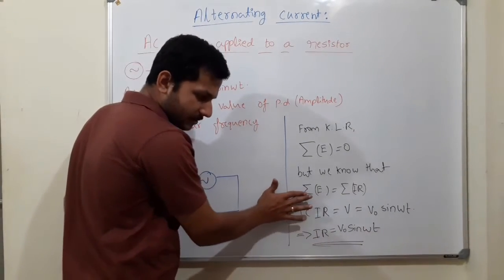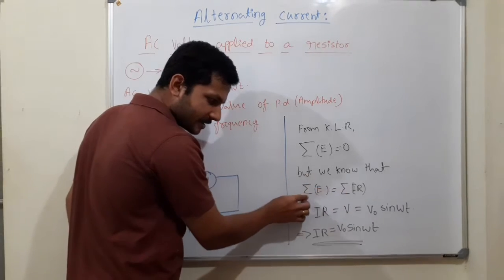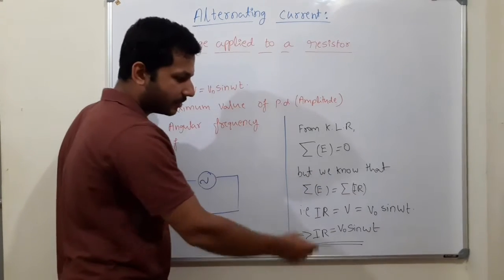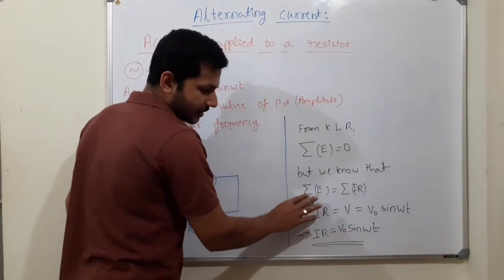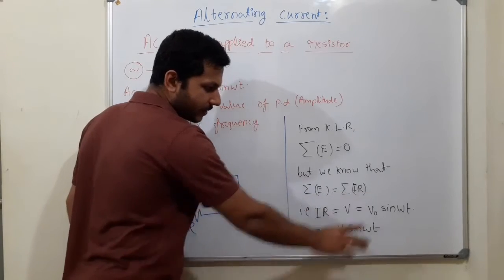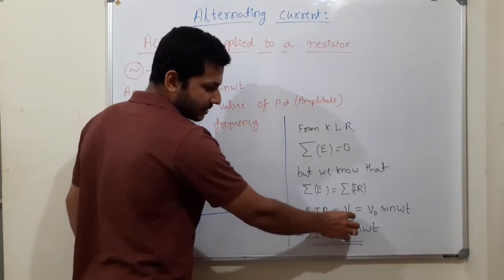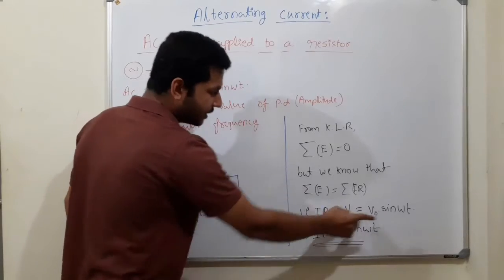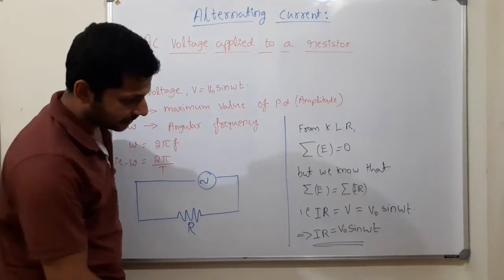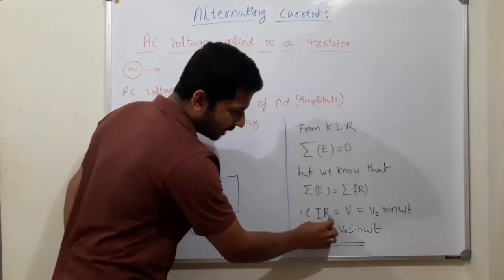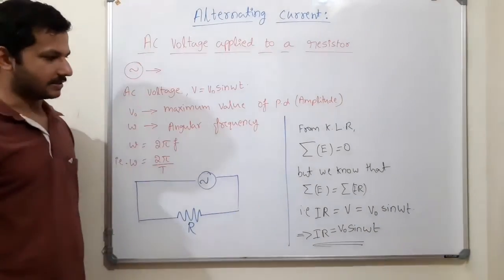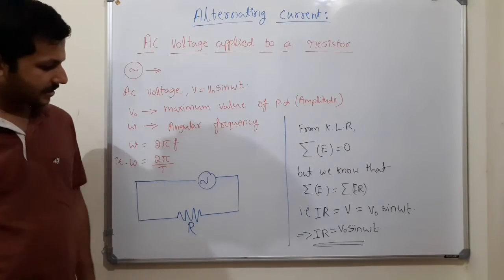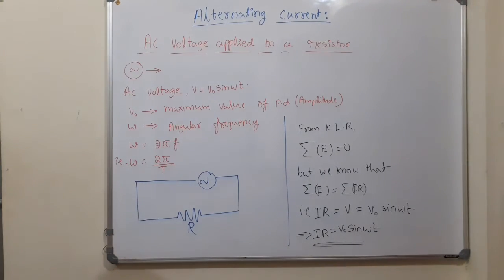Because the sum of voltage is equal to the sum of I into R, since voltage V is equal to IR, IR is equal to voltage, which is nothing but V naught sine omega t, as it is written here. Now IR is equal to V naught sine omega t. That equation will be considered. Next, you can just look at it. We will go through the derivation part.